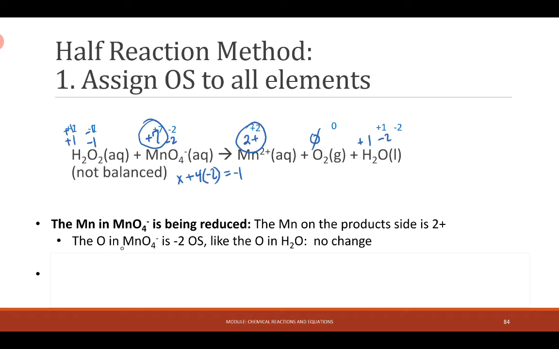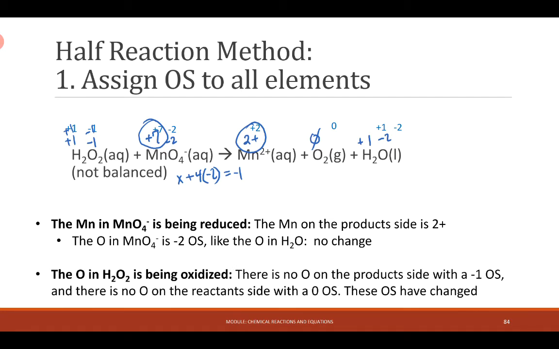And we can see that oxygen is also changing oxidation states. It's going from a -1, and -1 doesn't exist on this side. And so we can see that this oxygen in particular is changing from a -1 to a 0. This oxygen is a -2, and that oxygen is a -2, so that oxygen isn't a change. We are looking for things that do not exist on the other side.